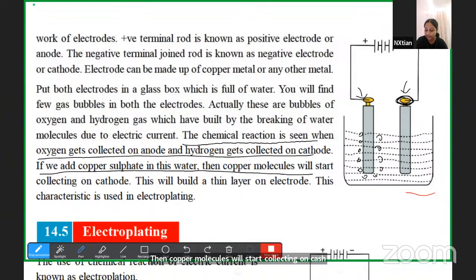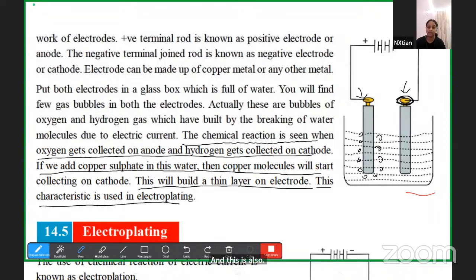If we add copper sulfate solution in this water, you just mix it with the water. Then the copper molecules will start collecting on the cathode. This will build a thin layer on the electrode. These are the electrodes. It will build a thin layer on it, and this characteristic is used in electroplating.